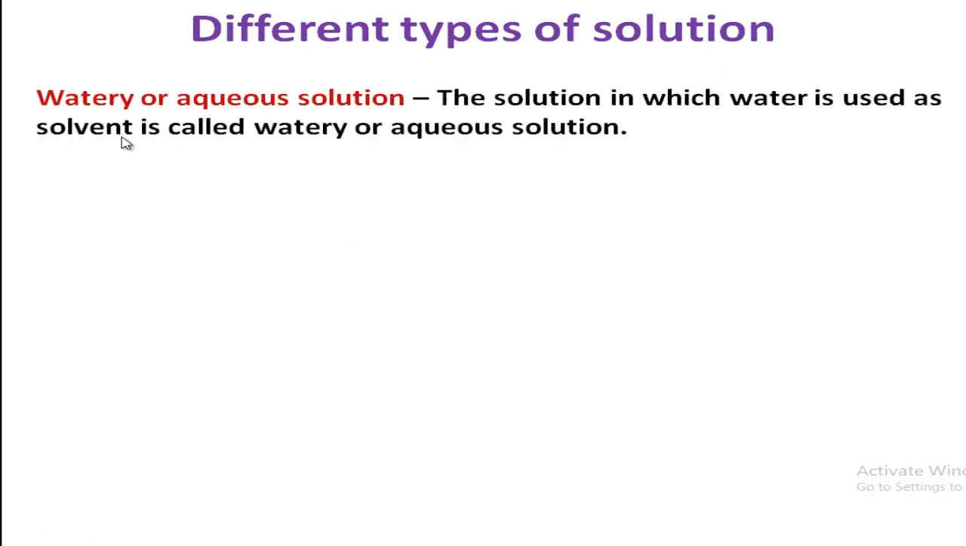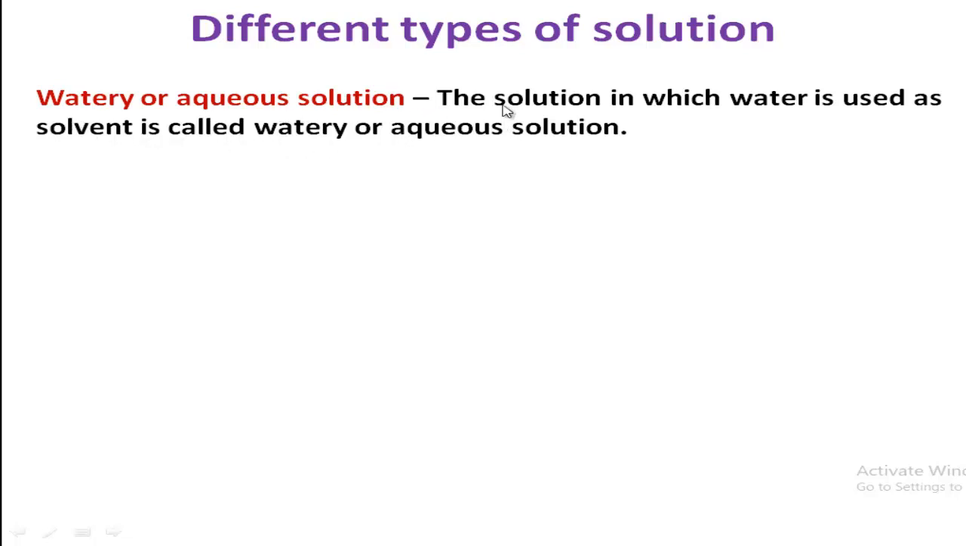Now we will see different types of solution. At first, watery or aqueous solution. What is aqueous solution? The solution in which water is used as solvent is called watery or aqueous solution. That means when any solution where water is used as solvent, that solution is called aqueous solution. For example, sugar water solution, salt water solution, glucose water solution, lemon juice water solution, etc.